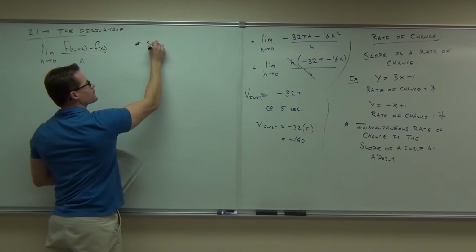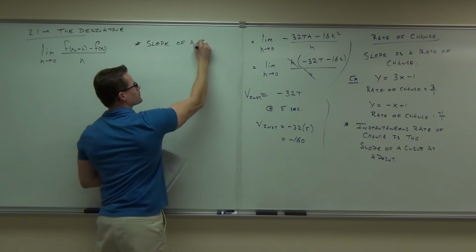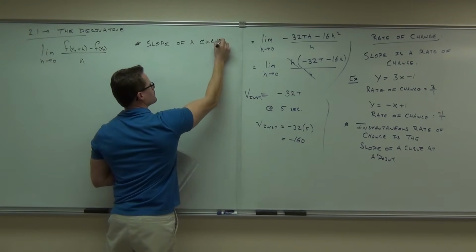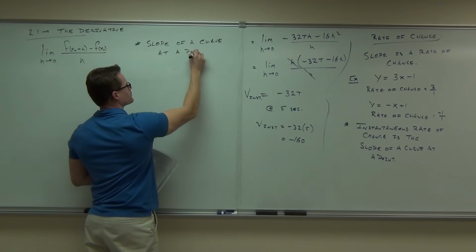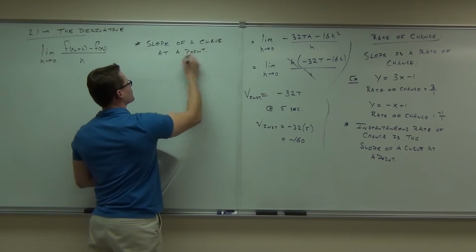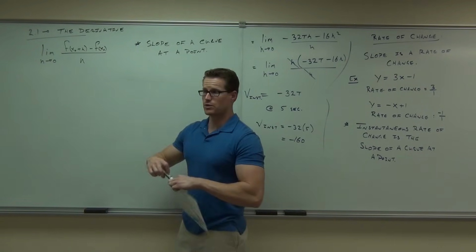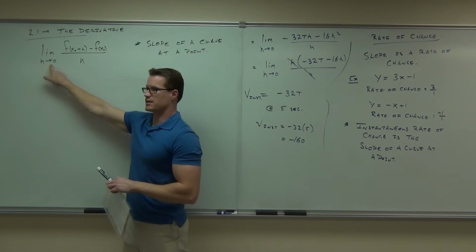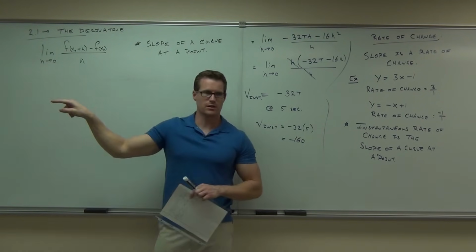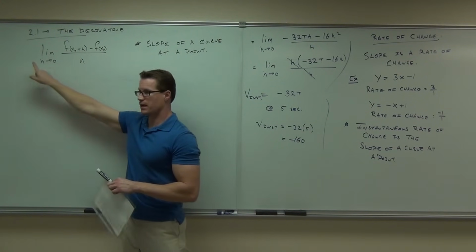This is the slope of a curve at a point. Slope of a curve at a point. This thing, which I've already told you, stands for the slope, right? This thing says as you approach one single point. So this is the slope of a curve, that's f, at a single point.